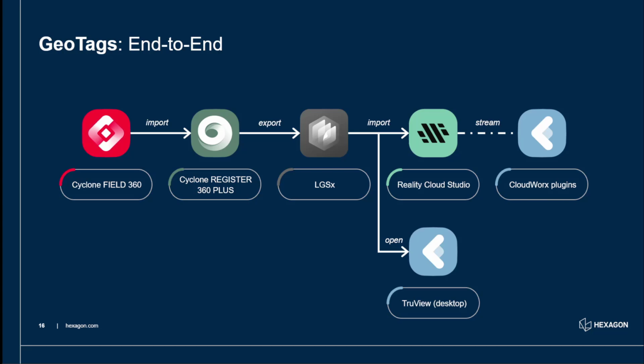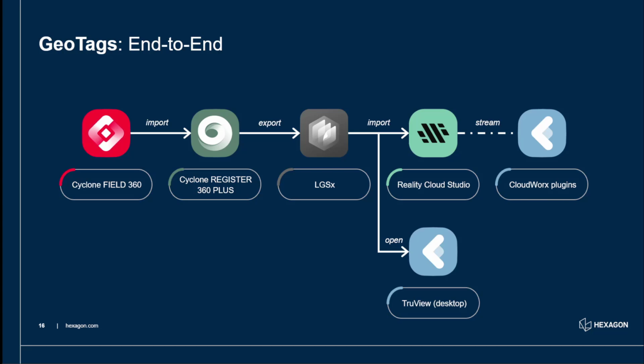Now, you might want to open that in TrueView Desktop, which of course you can do. You can also edit your GeoTags there, and you can resave a new LGSX if you wanted to. But now, of course, we can upload to Reality Cloud Studio. And once it's in Reality Cloud Studio, again, we can edit, we can create, we can also stream.